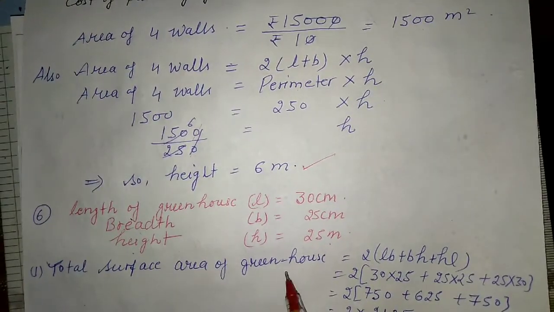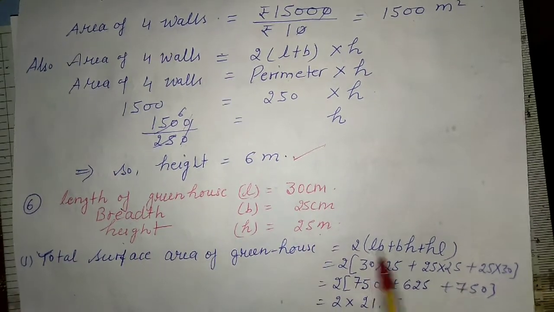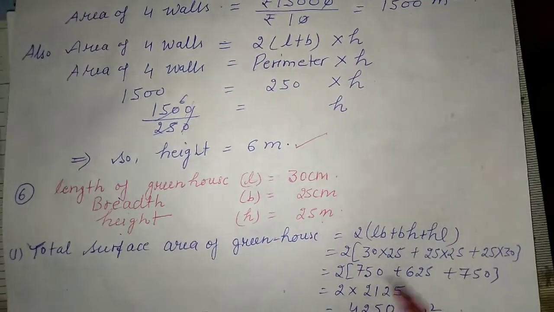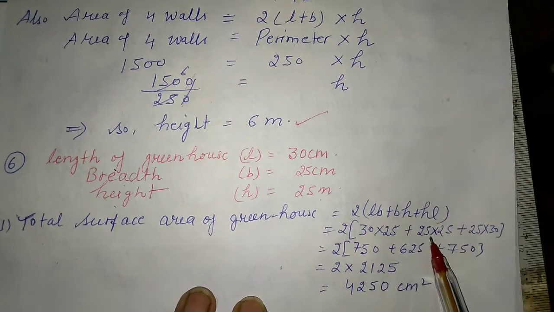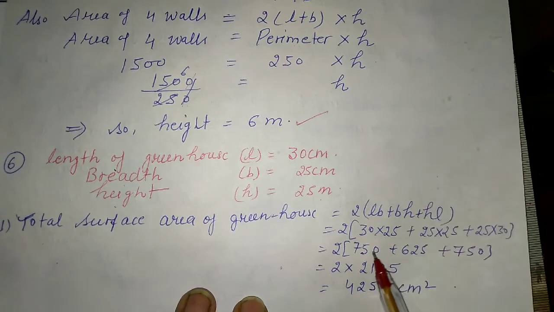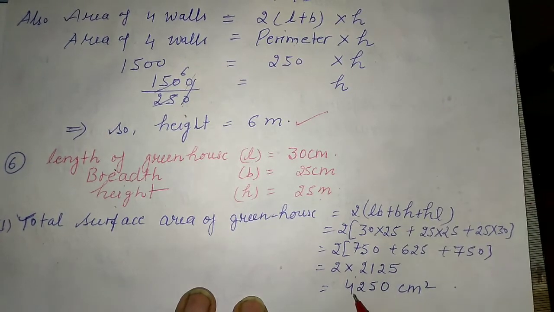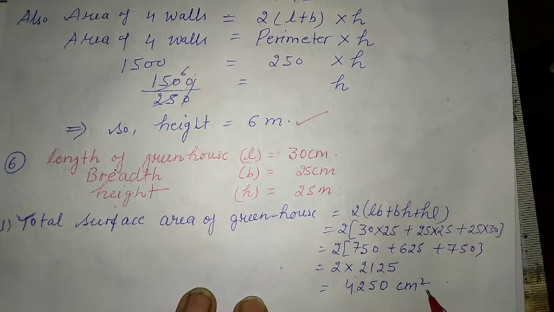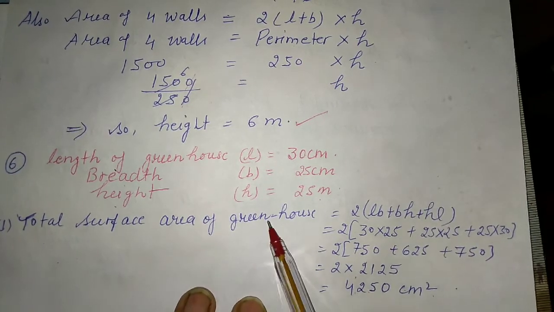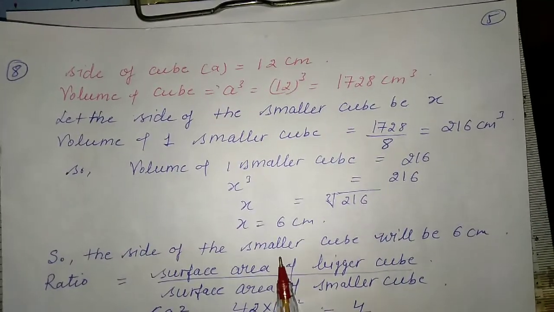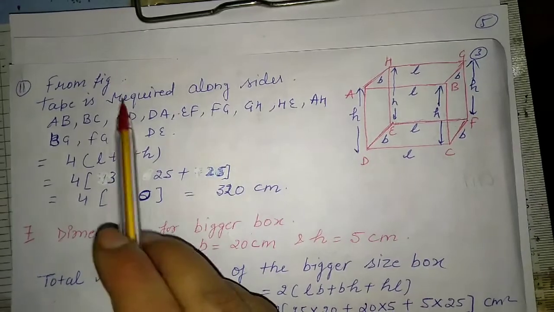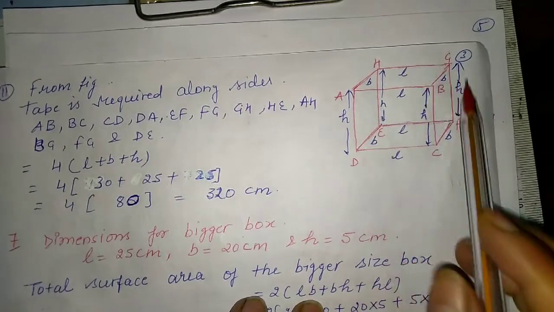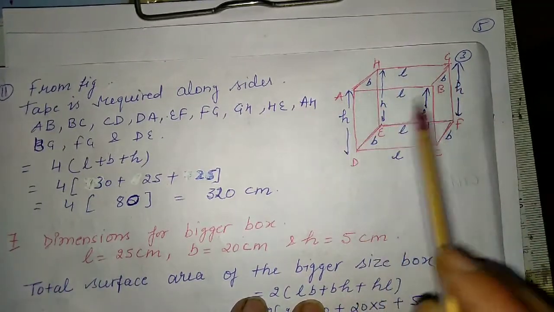So the total surface area of the greenhouse is twice of LB plus BH plus HL because it is completely closed. So we will find the total surface area. 13 into 25, 20 into 25, 25 into 30. On calculation, we will have here 4250 centimeter square. This is the total surface area of the greenhouse. Then we have here the figure is given, this one, this is the herbarium greenhouse.